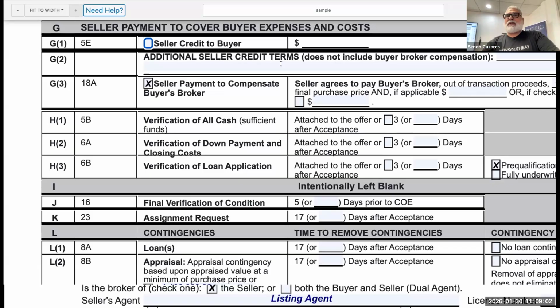If there are any additional seller credit terms, then you can add them here. It does not include compensation to the broker, right? It's just if there are any additional terms that you're adding.